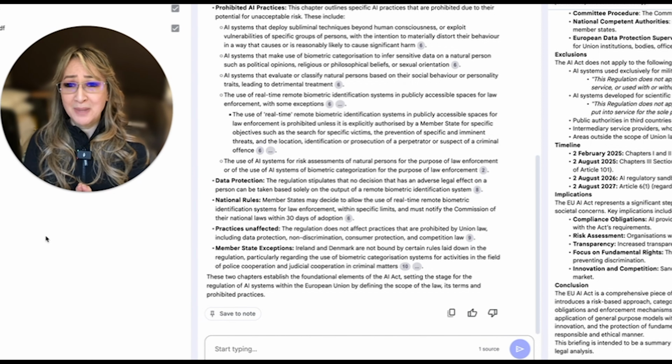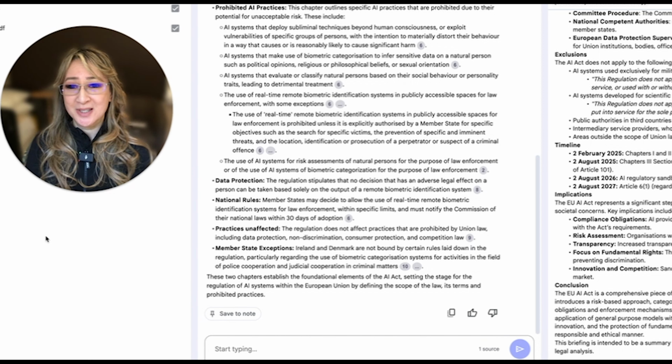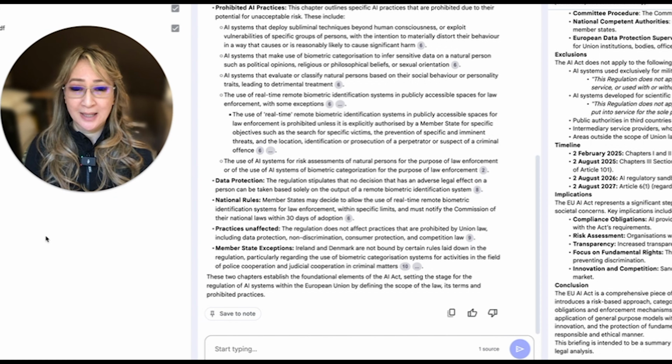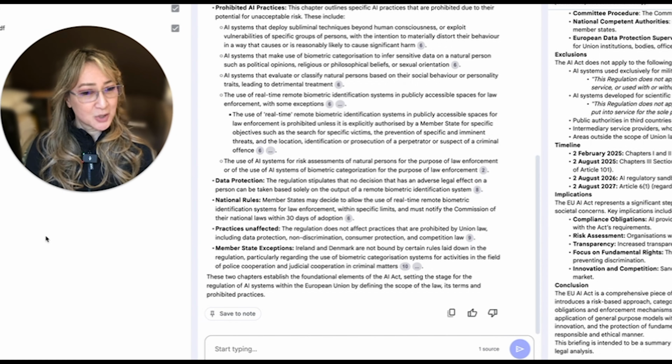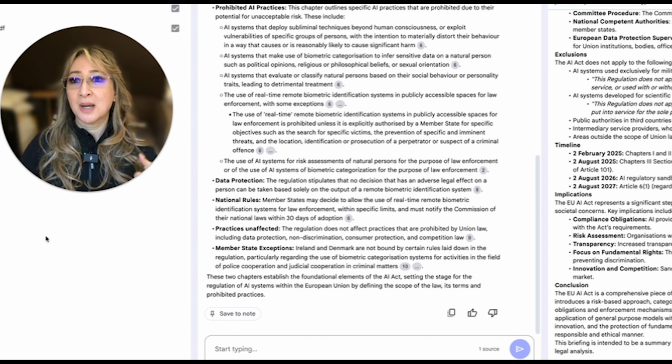And there are some member state exceptions which I thought were interesting. So Ireland and Denmark are not bound by certain rules laid down in this regulation, particularly the use of biometric categorization systems for activities in the field of police cooperation and judicial cooperation in criminal matters. So that's quite interesting. Okay, so that was Chapter 1 and 2.